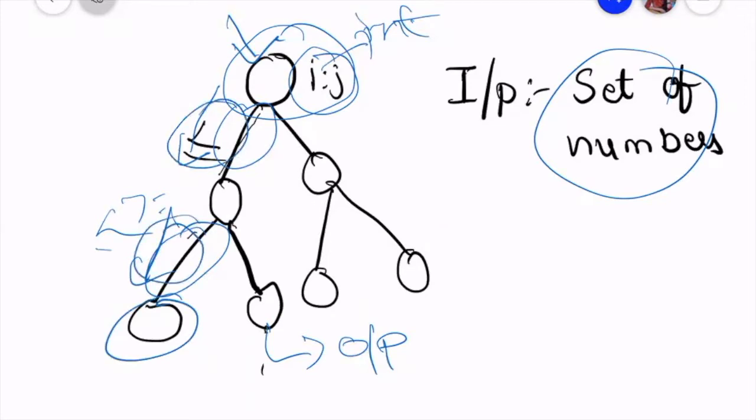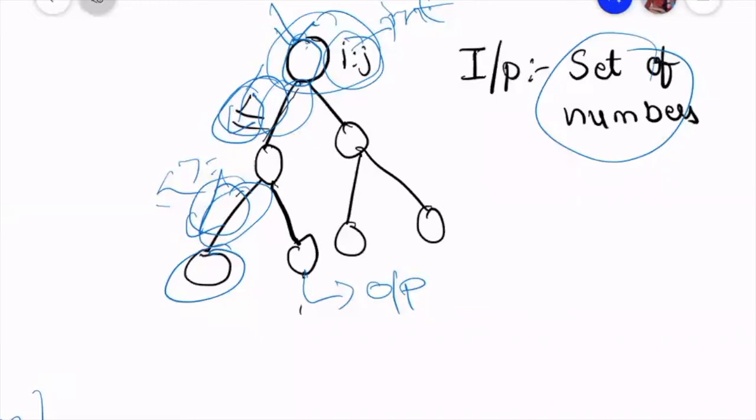For example, if we take this as a root node, and if it satisfies this condition, then only it goes to the next node. So this is a quick overview of the decision tree.